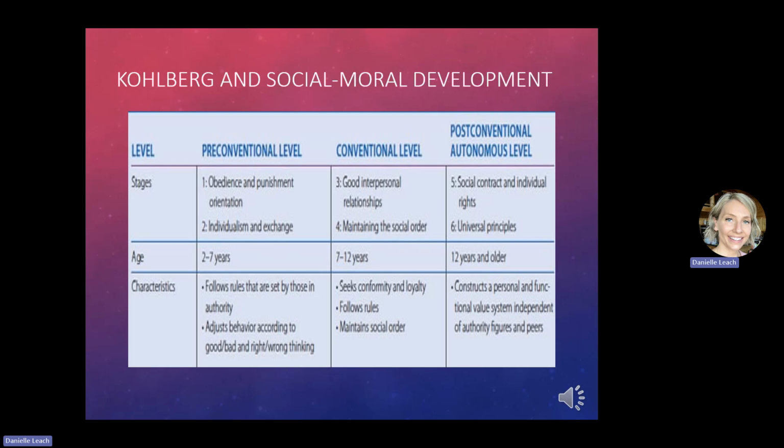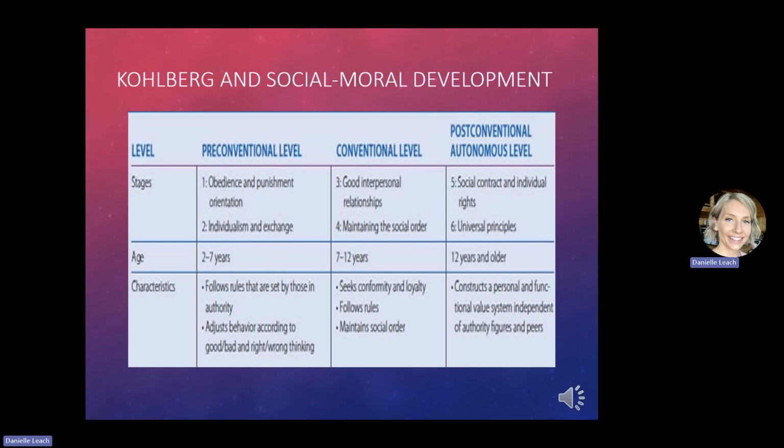Kohlberg just had three different stages for his social moral development theory. The first one is the pre-conventional level, which is from 2 to 7 years of age. So this is where the child is following rules that are set by those in authority, meaning like their caregivers or school teachers, things like that. And they're just going to automatically adjust their behavior according to what is good or bad and what is right or wrong.